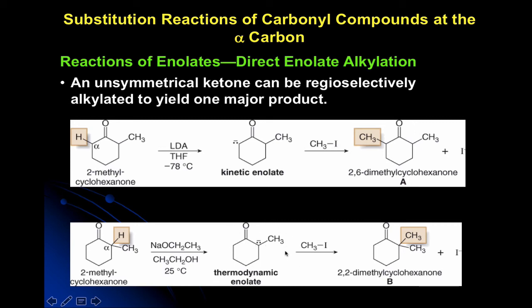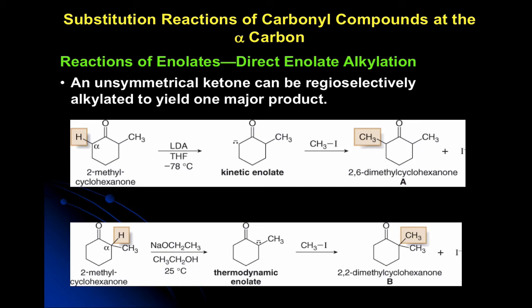Now when we take the thermodynamic enolate and react it with iodomethane, we get an SN2 reaction, and we actually make a carbon-carbon bond on the most substituted carbon. So the cool thing about this is that we can place that methyl group regioselectively. That is, we can pick which alpha carbon it goes on by being very careful about how we choose the conditions. So you need to memorize this.